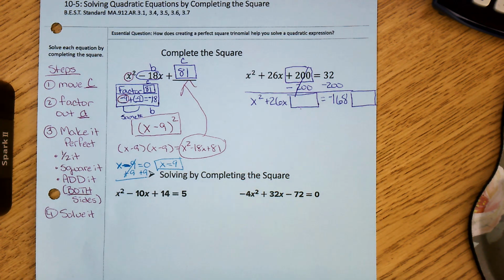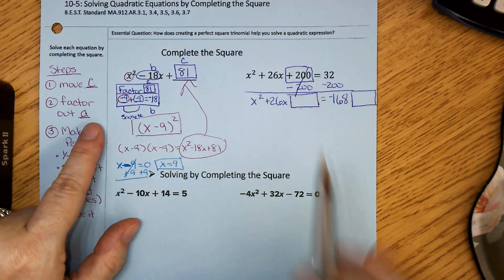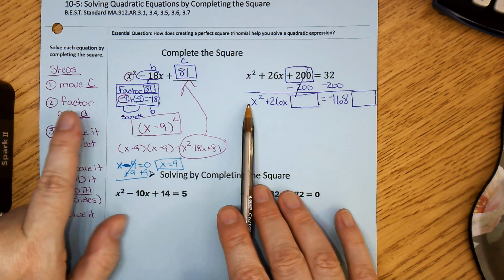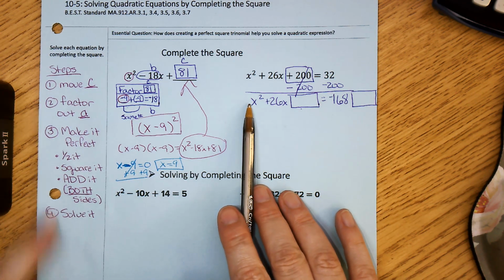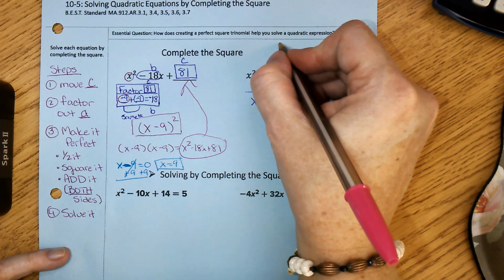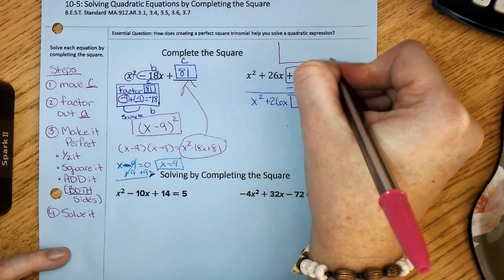We moved our C. Step 2, factor out A. Well, A is 1, so we don't have to factor out A. We can skip that step. Make it perfect. We're going to make this perfect. So in order to make it perfect, we are going to do our factor rectangle.